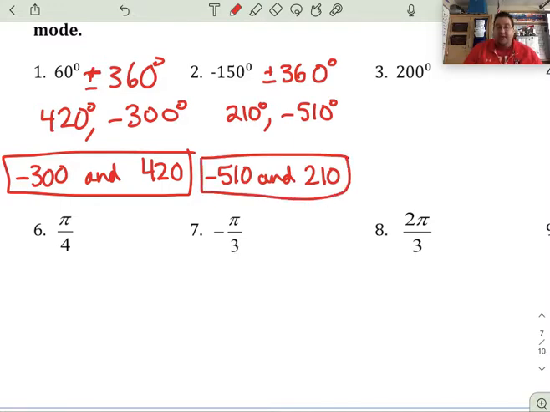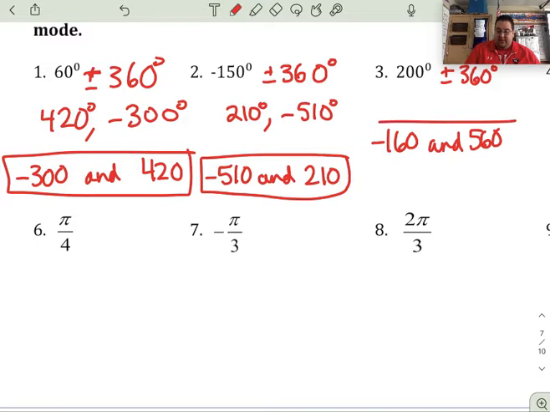Try number 3 on your own for 200 degrees. We're adding and subtracting 360. I'm going to subtract first this time because it makes sense if we want the negative one first, right? So 200 minus 360, we've got negative 160. And I actually don't want the degree symbol when I do Canvas, okay? And we do 200 plus 360 to get 560. So negative 160 and positive 560 are your 2 coterminal angles for number 3.